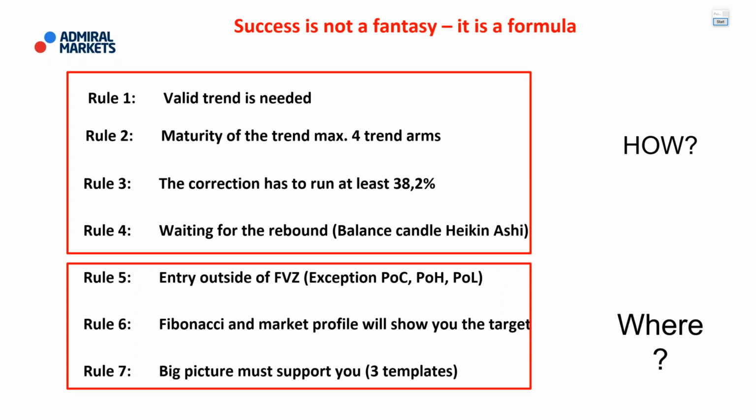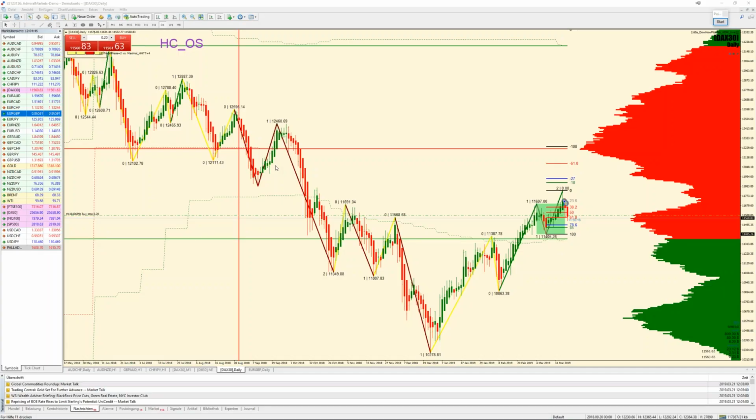You need a trend. No trend, no trade. You need a young trend. You want to trade the outcoming of the correction zone, which means, based on one of the 6 tenets of Charles Dow, we need a correction of at least 38%. Then we wait for the balance candle in the correction zone, because the balance candle, based on the Heikin Ashi indicator, shows us if we have a balance of supply and demand. That means the correction may be coming to an end and the trend continuation can start, because one of the next tenets of Charles Dow says a trend continuation is always more likely than a trend break. So let's switch to the real market.